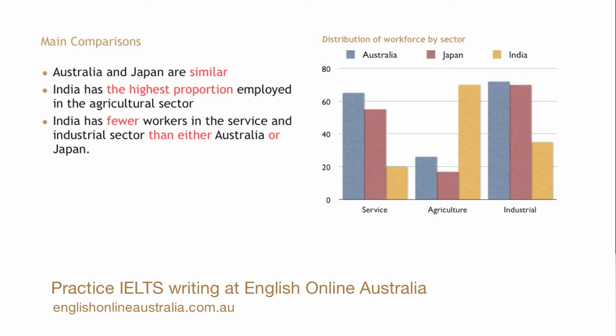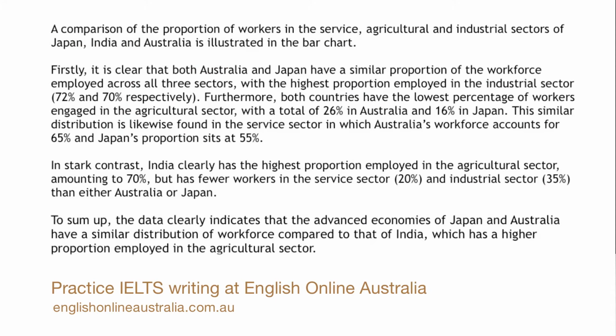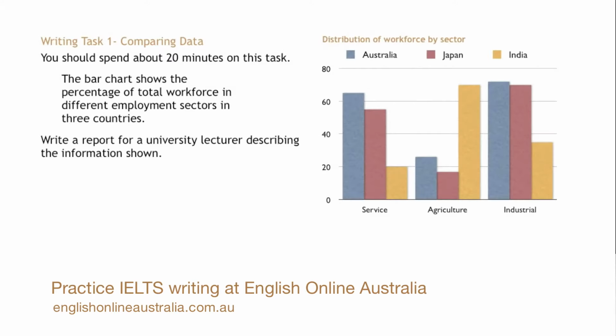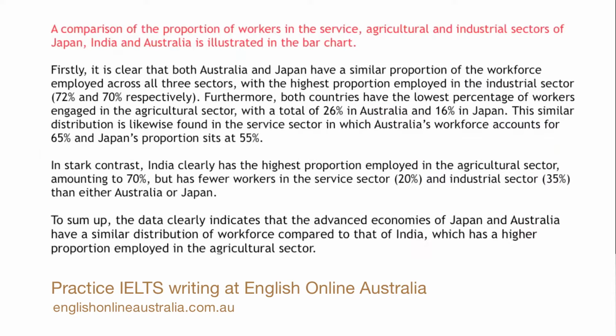Let's have a look at an example writing. We'll go through this and say why it's good based on the writing criteria. Now, firstly, we need to introduce the task. So here we've got the bar chart shows, and what we've done is we've reworded this, paraphrased it, and used the passive tense. So a comparison of the proportion of workers. For more about writing academic introductions, see Lesson 6.